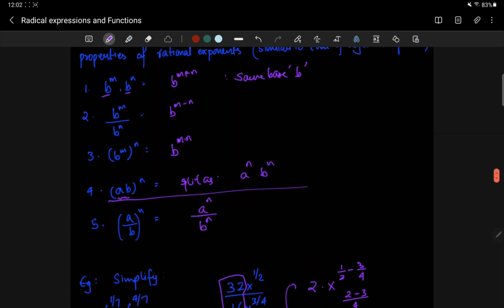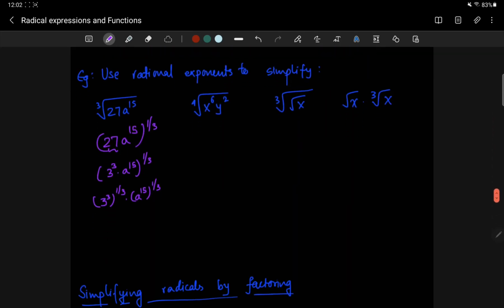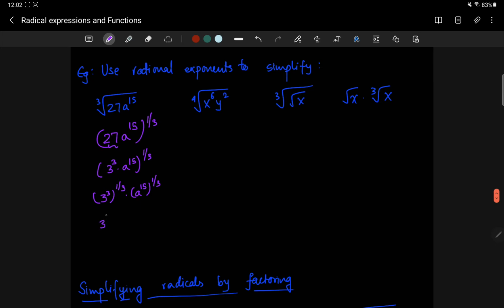Now I use this property, which says that if I have an exponent of an exponent, the exponents multiply. So this is 3 to the power 3 times 1/3, a to the power 15 times 1/3. 3 times 1/3 is 1. 15 times 1/3 is 5. So this is 3a to the power 5.